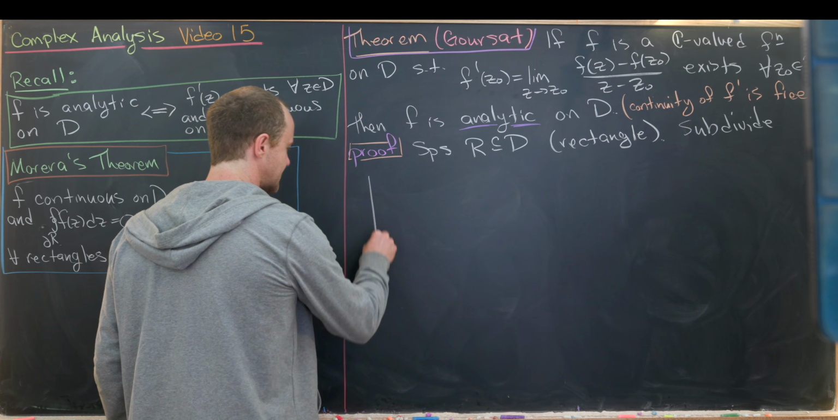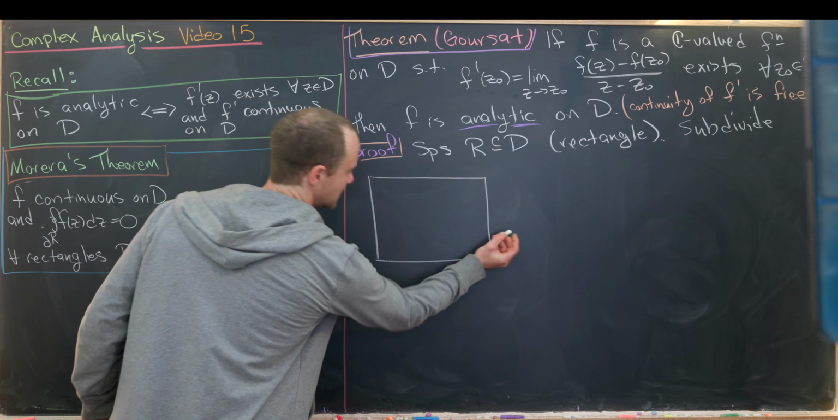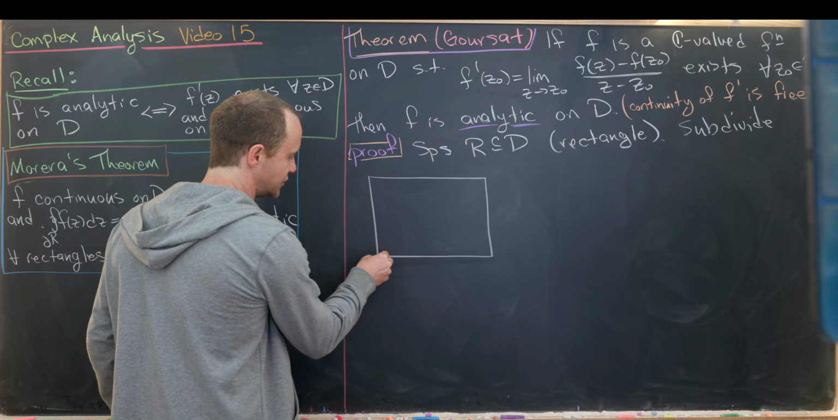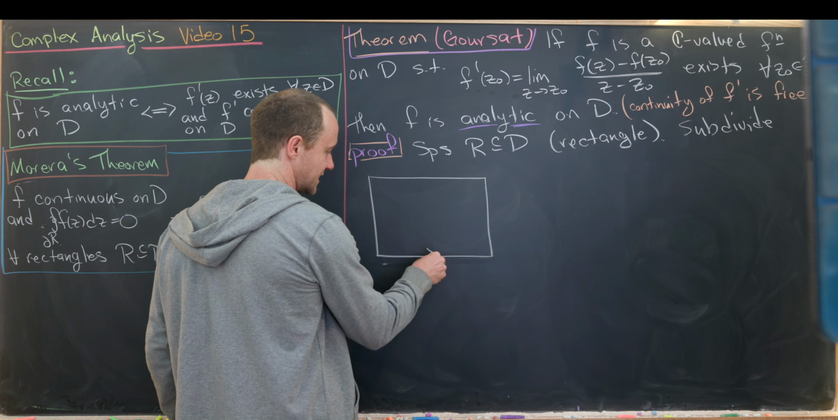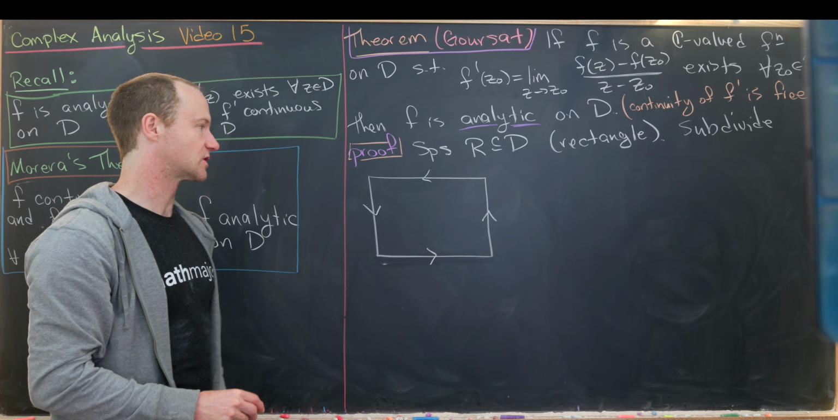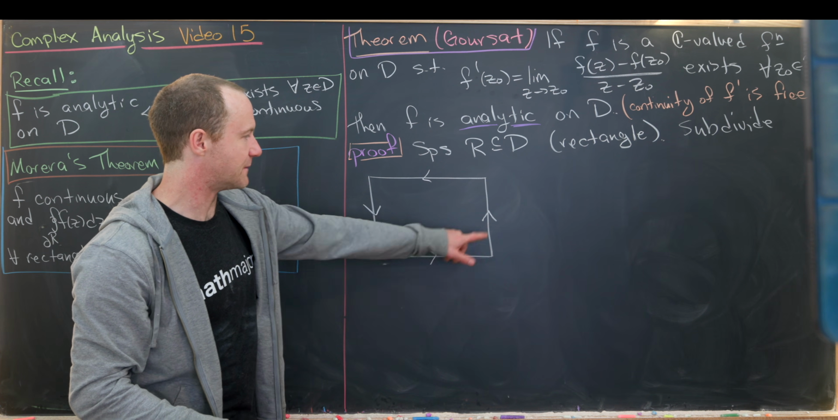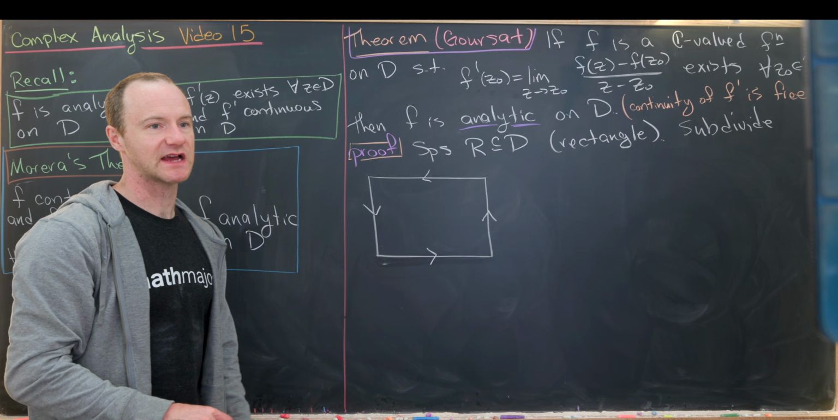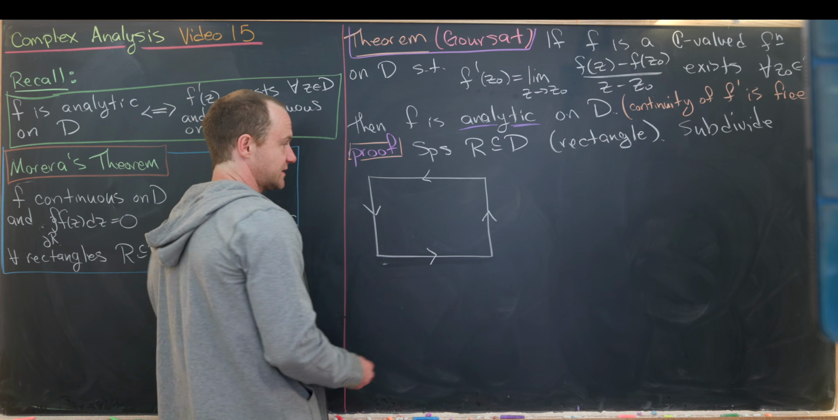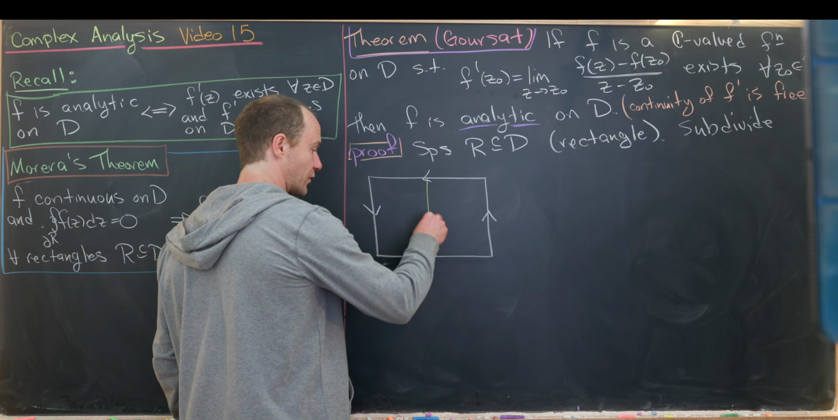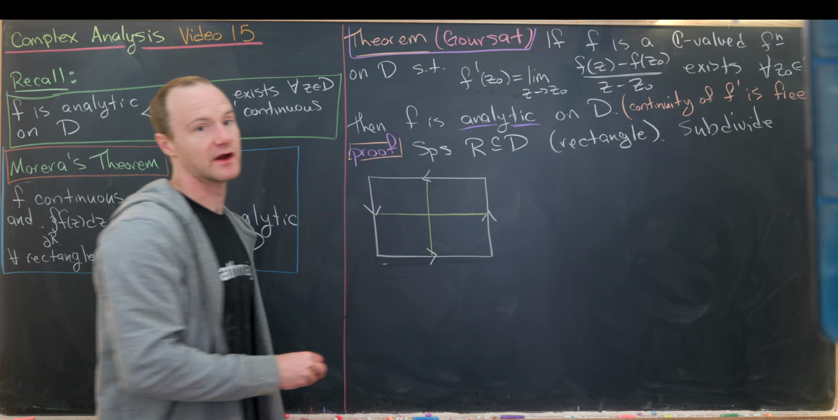So let's put our rectangle on the board first. Let's say this is our rectangle R. If we are doing an integral around this rectangle, we need to orient it, so we'll orient it as normal with a counterclockwise orientation. The rectangle is this inside stuff, but the boundary of the rectangle is obviously this outside stuff. Like I said, we want to subdivide it, so we'll just cut it in half both ways. We'll cut it in half there, and we'll cut it in half there.